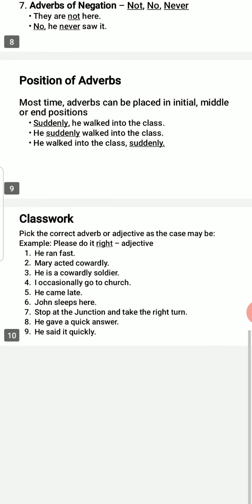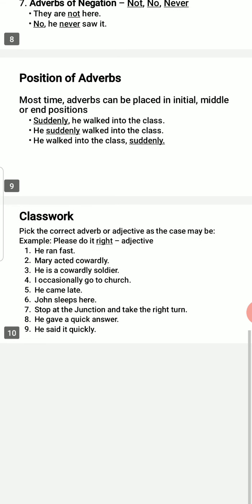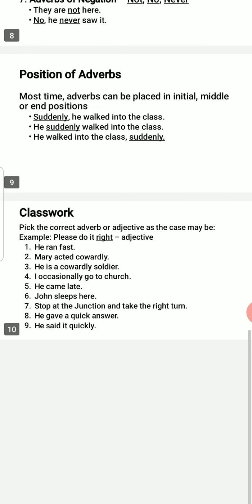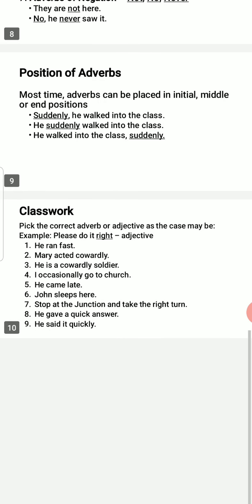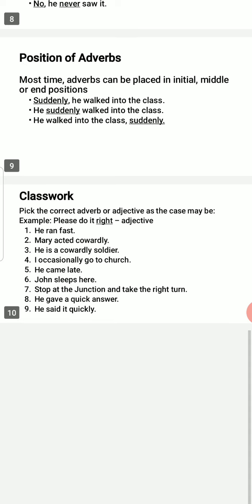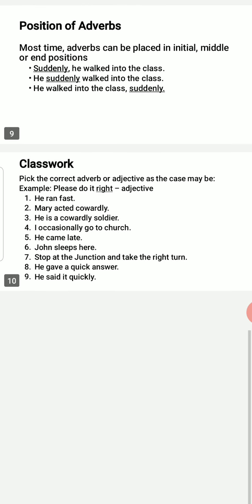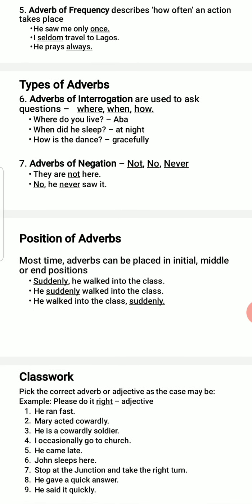Number 1, he ran fast. Number 2, Mary acted cowardly. Number 3, he is cowardly. He is a cowardly soldier. Number 4, I occasionally go to church. Number 5, he came late. Number 6, he sleeps here. Number 7, stop at the junction, take the right turn. Number 8, he gave a quick answer. Number 9, he said it quickly.